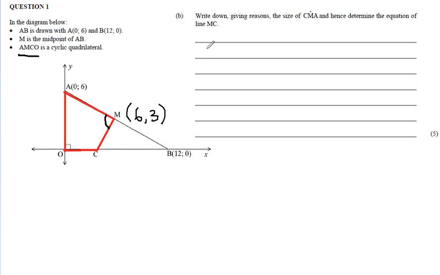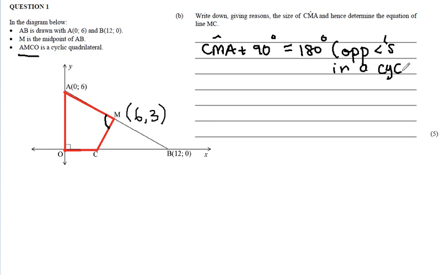It means that angle CMA plus the angle at the origin, which is 90 degrees, is equal to 180 degrees, and the reason will simply be opposite angles in a cyclic quad. So angle CMA will just be 180 minus 90, and that's going to be 90 degrees. So that's a right angle there.